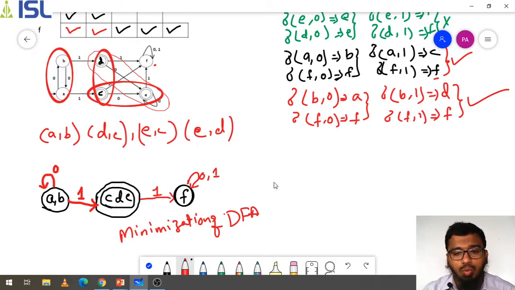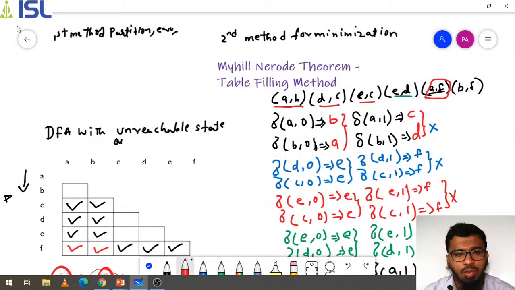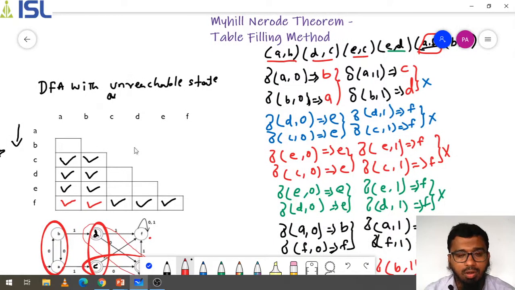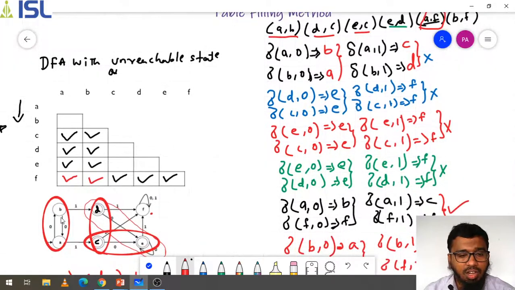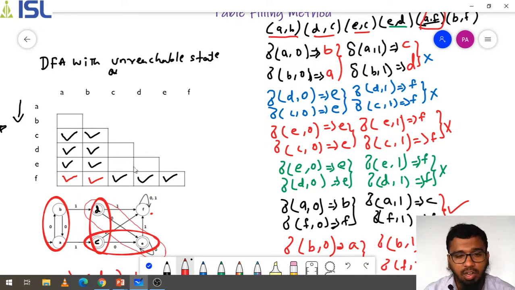Clear? So this is what we discussed here. This is simple, don't get confused. In the first method we did the partition or equivalence method, you can say. The second one is the Myhill-Nerode Theorem or table filling method. Okay, first we need to draw an empty table. Then after the empty table, we need to see the graph, and the steps should be followed here, and any one of the states should be a final state. Then only we mark the tick. All these black ticks we got from the graph. Okay, in the table, can you see the black ticks? Those we got from the graph.